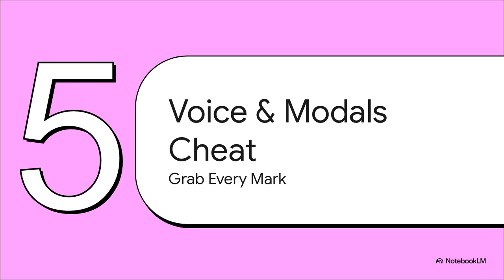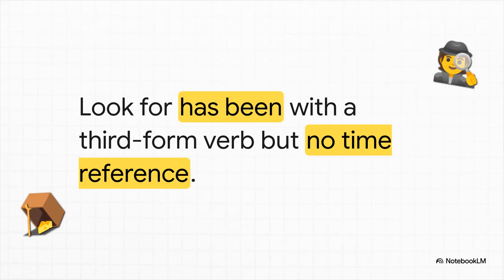Section 5, voice in modals cheat. Grab every mark. Okay, here is an absolute insider secret for you. The syllabus might seem to totally hide passive voice, but exam boards quietly test it in error detection anyway. But don't panic, here's your trick. If you see is, am, are, was, were paired directly with a third form verb, well, that's passive. And even more sneaky, if you see has been or have been paired with a V3, but there's no time reference, like it doesn't say for 5 years or since Monday, you have just walked right into a passive voice trap.